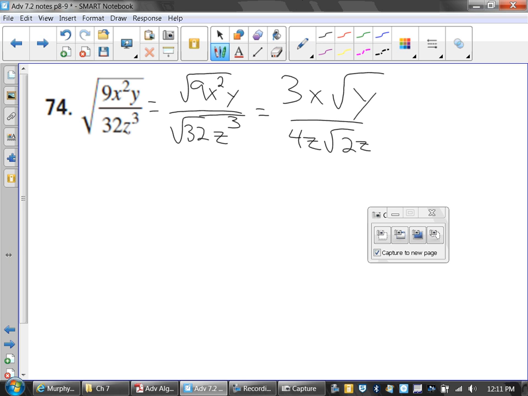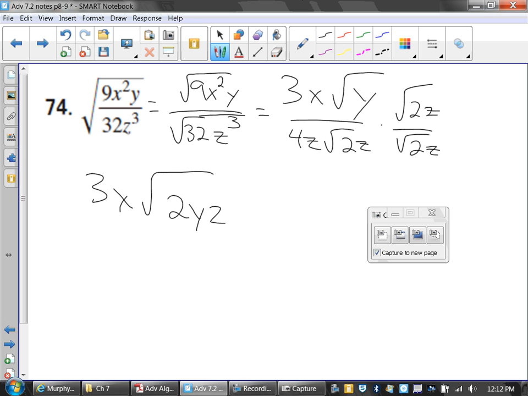And then lastly, do you like to have radicals in the denominator? No. So this being just a square root problem, it's a little bit easier to deal with because we've worked with rationalizing denominators in the past. We multiply the top and bottom by the root of 2z. So square root of 2z times the square root of 2z is 2z. So you have 3x root 2yz over 8z squared.